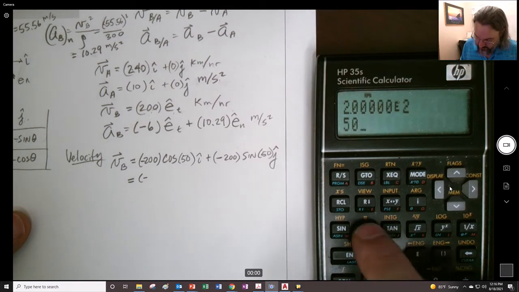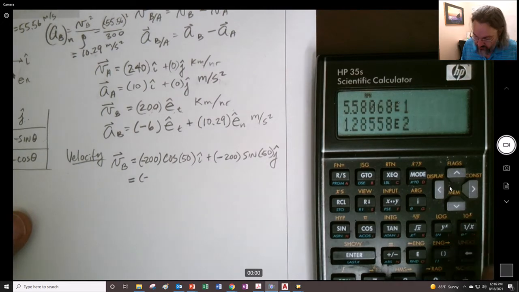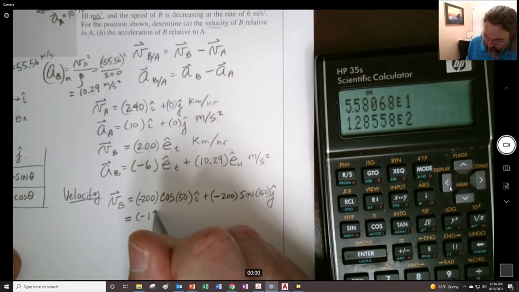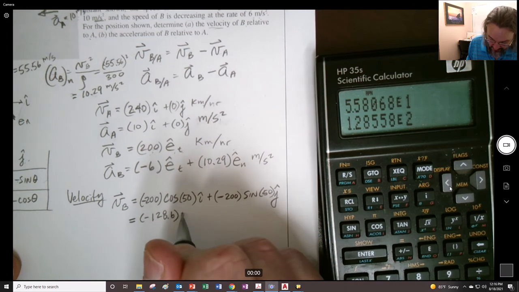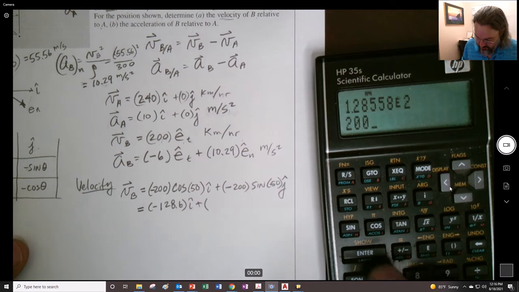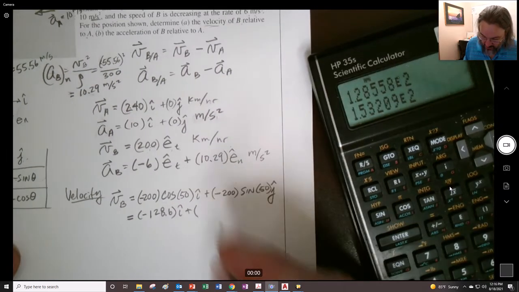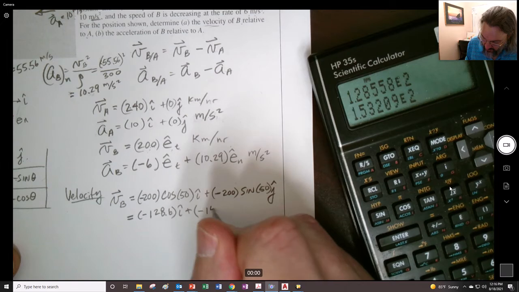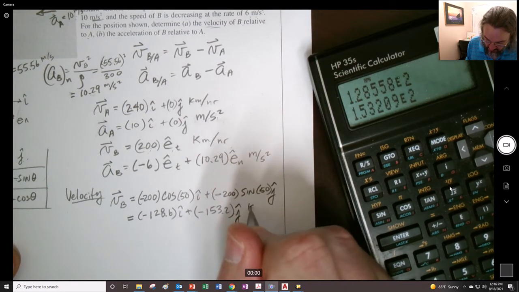So 50 cosine times my 200 comes out to negative 128.6 I plus 200 times the sine of 50, so we get negative 153.2 J. And these are kilometers per hour.